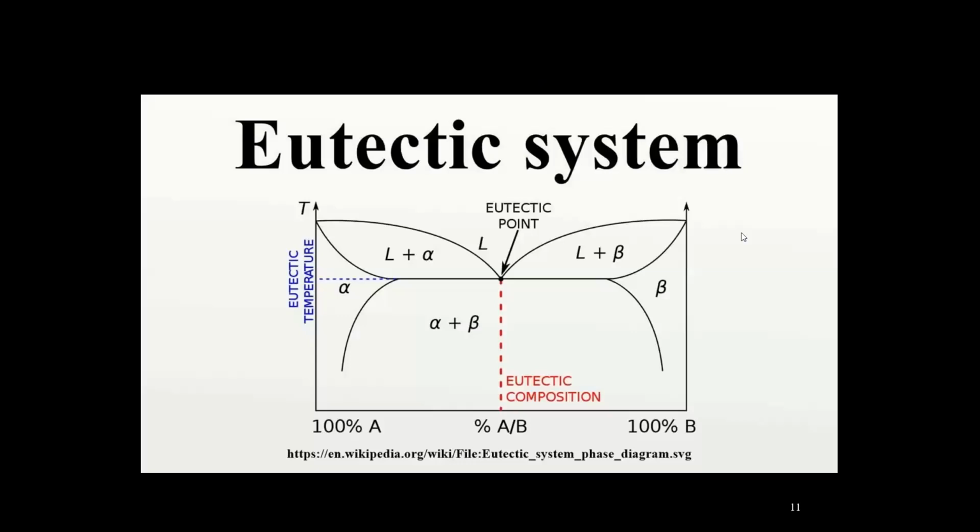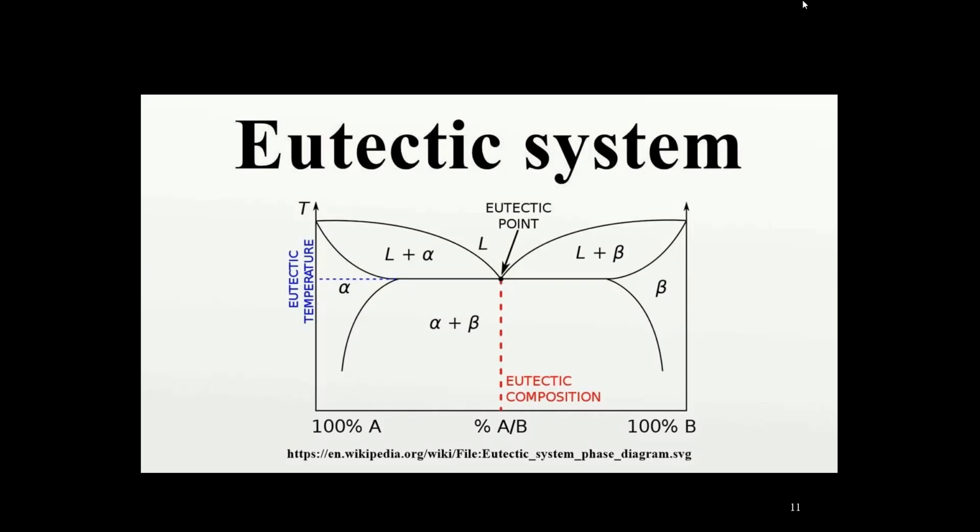This is an example of a eutectic reaction in a phase diagram. It is a binary phase diagram, where we have two types of material. Let's say A and B are the two metals. On the left-hand side we have 100% A, and on the extreme right side we have 100% B. At a particular composition, we can see a eutectic point.